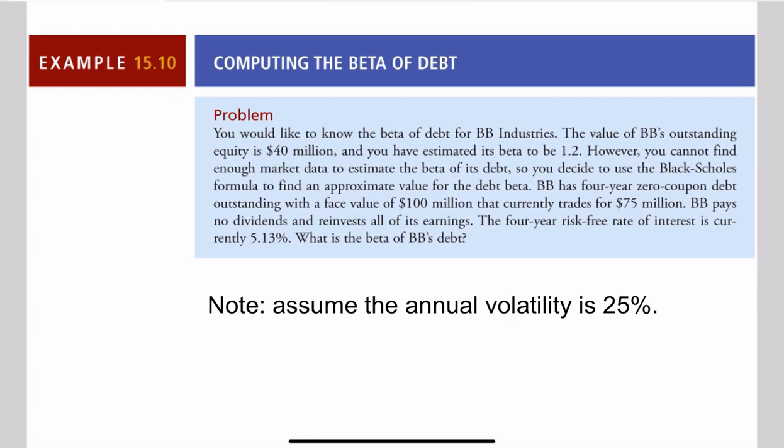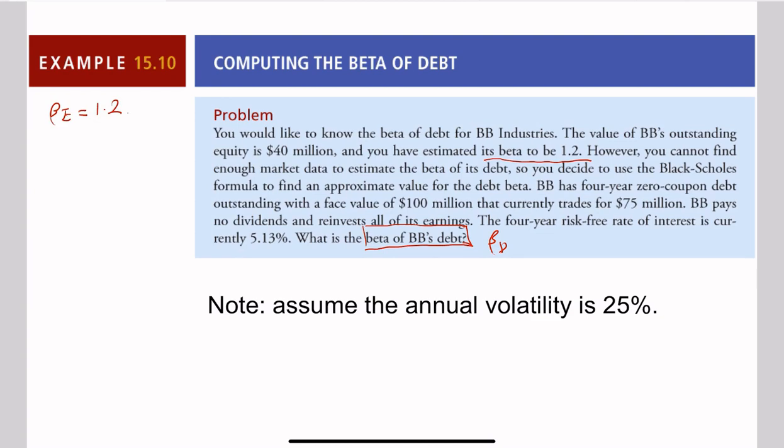BB pays no dividends and reinvests all of its earnings. The 4-year risk-free rate of interest is currently 5.13%. What is the beta of BB's debt? And so let's see what's the idea here. The question is about beta D. And we know that if we have beta E or beta U, we can find out beta D, right? And you can see that we have beta E here, right? Beta E is 1.2.